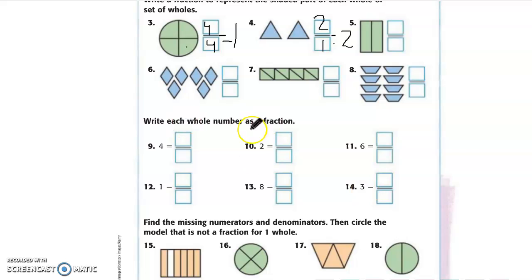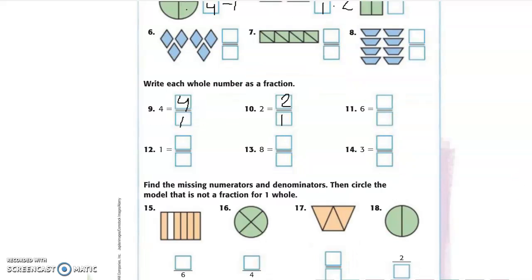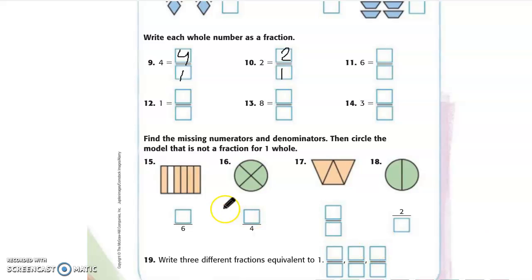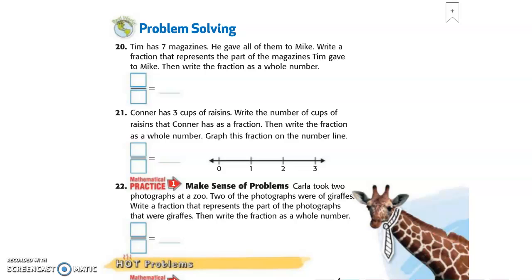Now down here, this part's always fun. Here it says to write each whole number as a fraction. So we know that we have 4 whole pieces. That means I'm going to be writing 4 over 1. I'm going to write 2 over 1. That's it. That is all I'm doing there. Now the rest of it should be fairly simple for you. You're just filling in the missing pieces. And then onto the back side, where you're just answering some problem-solving questions.